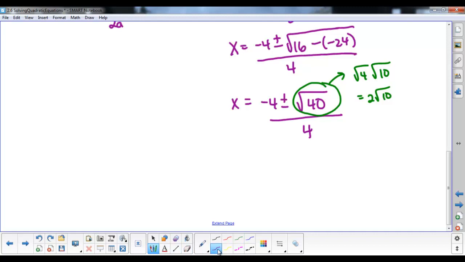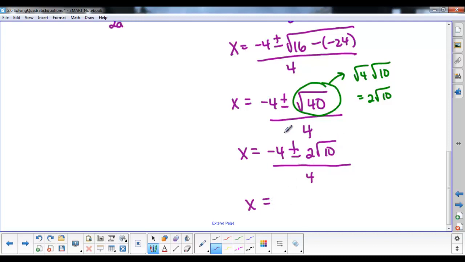Anyways, so we'll continue now. x equals -4 plus or minus 2 square root 10, all divided by 4. Now, before you go ahead and start crossing things out, this is the step where I want you to cross things out. I know a lot of people will cross out the 4 here and the 4 in the denominator, and that's not going to work out because you must factor before you cross out.